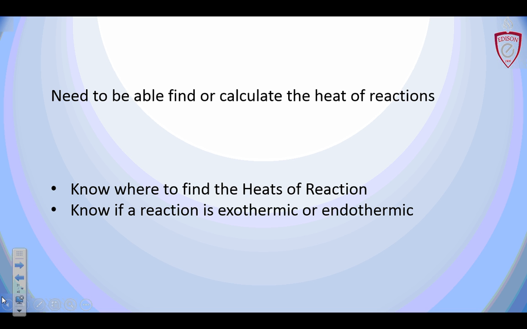So you got to know where to find the heats of reaction. That's reference table I. It comes after H and before J. And you need to know if a reaction is exothermic or endothermic based upon the delta H value.